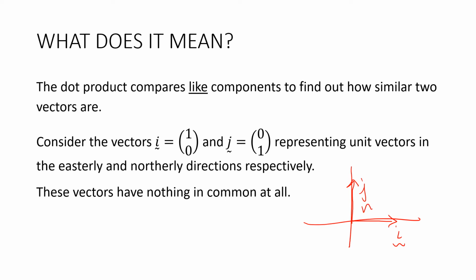Now how much in common do those vectors have? And what I'm talking about here is their components. How similar is 1 and 0? And how similar is 0 and 1? They actually have nothing in common at all. This one is purely east, nothing at all north, and this one is purely north. So not surprisingly, when I do the dot product, I get 0.